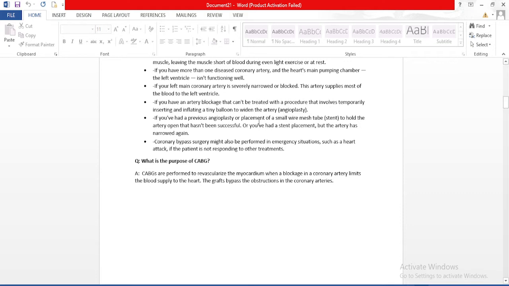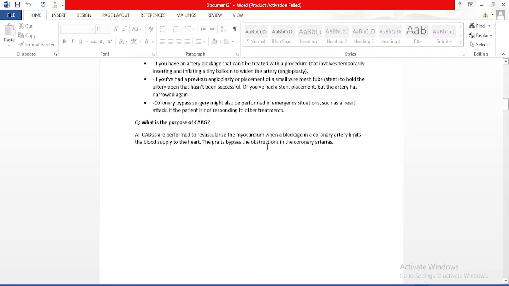In angioplasty, using the procedure, the physician widens the artery and inserts a stent in the blood vessel. But if that procedure is also not suitable for the condition, the patient is suited for CABG.